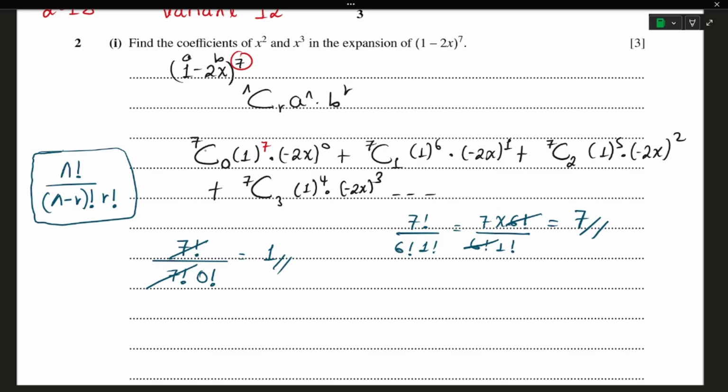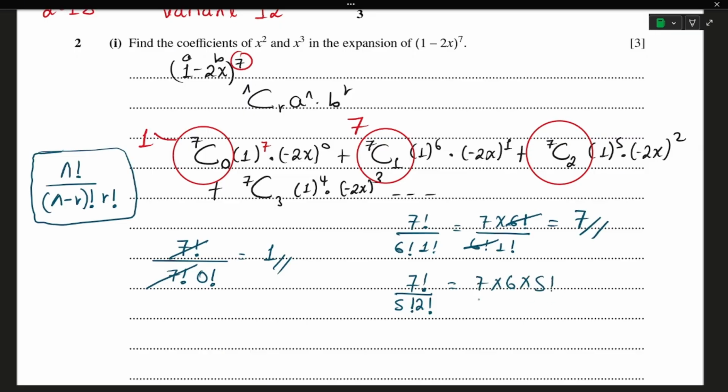So again we have the value of this one, which we already found. The cofactor of this one is 1, the cofactor of this one is 7, and we are trying to find the cofactor of this one now. So that is the same process. 7 factorial, which is n. So the formula is n factorial over n minus r factorial times r factorial. So n factorial is 7, then n minus r is 7 minus 2, which is 5 factorial. Then r is 2, so r factorial is 2 factorial. Then this will be 7 times 6 times 5 factorial over 5 factorial times 2 factorial.